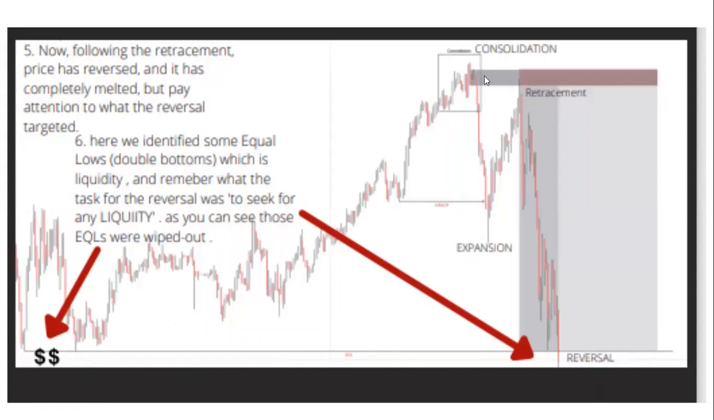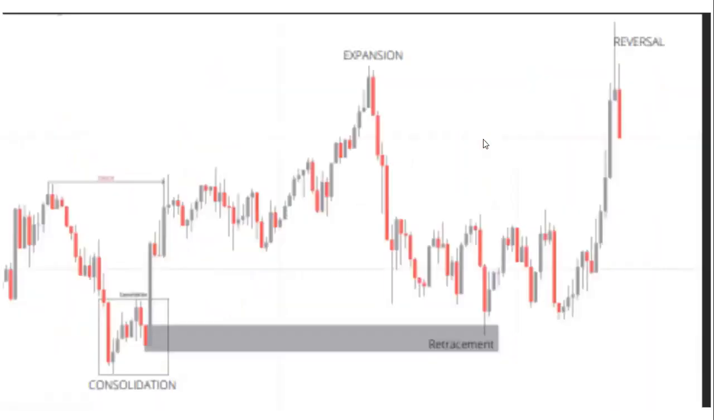So let me summarize. The first stage is that price will consolidate. After consolidation, when price expands, price will leave imbalance for us and an order block. Then price will retrace back to fill the imbalance and also to mitigate the order block. Then we'll start entering our sell position. Then we put our stop loss just above the order block. All right, now let's go to the practical example.